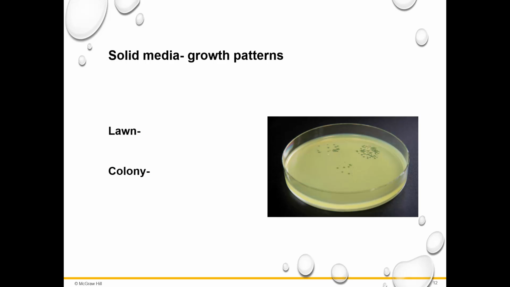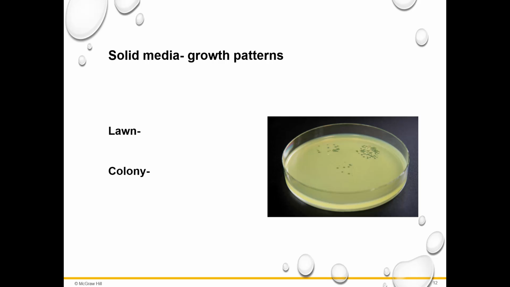There are 2 main growth patterns that you would see on solid media: a lawn and a colony. A lawn probably reminds you of grass, and that's exactly what it looks like. So a lawn where you have grass is everywhere. So the plant grass is all over the place. It's continuous growth in a section. That's what a lawn is. So lawn is bacterial growth that covers an entire surface. There's no breaks in that growth. It's just a solid surface of growth.